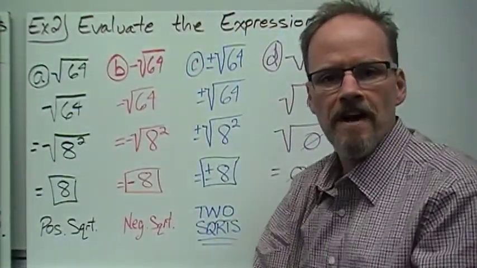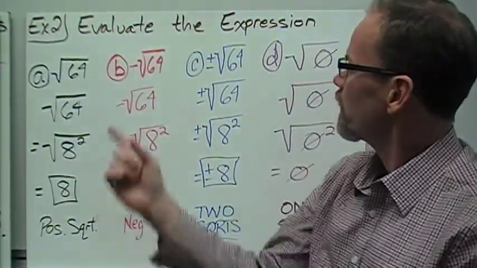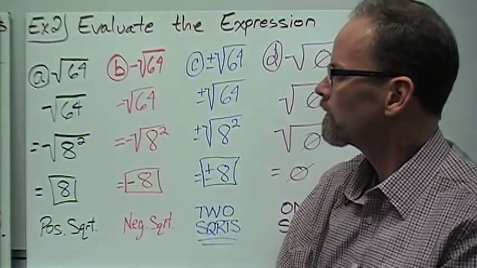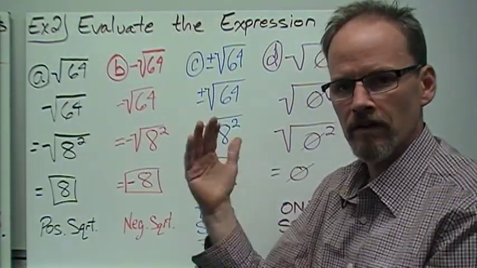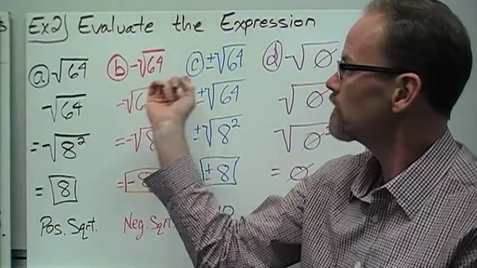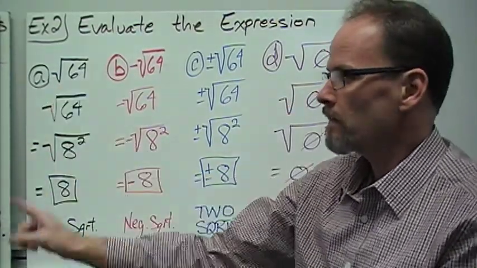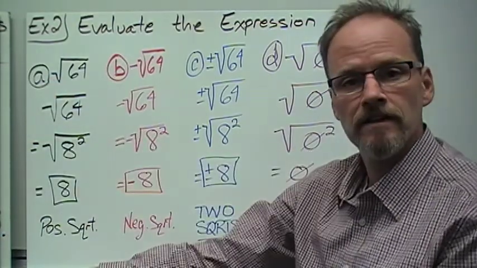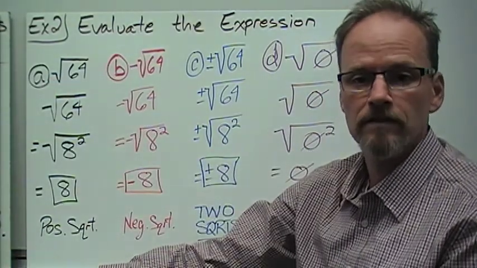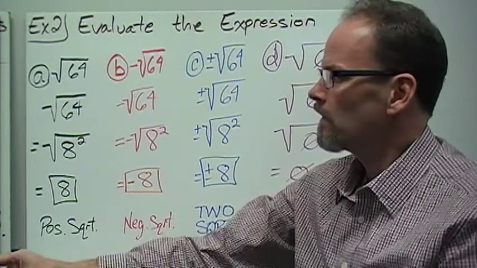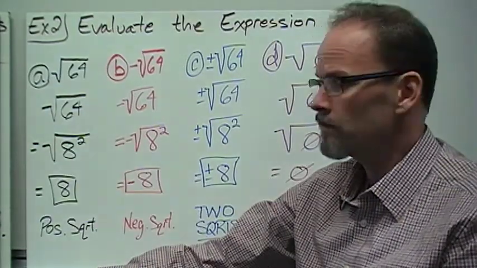Okay, so let's evaluate one. Evaluate the expression. We're going to do 4 here. You can see I got 4 in a row, A, B, C, and D. A. Notice there's just a positive, so the positive square root of 64.